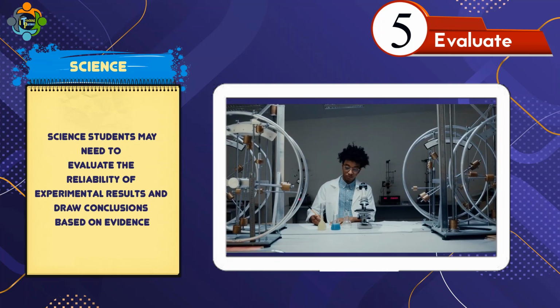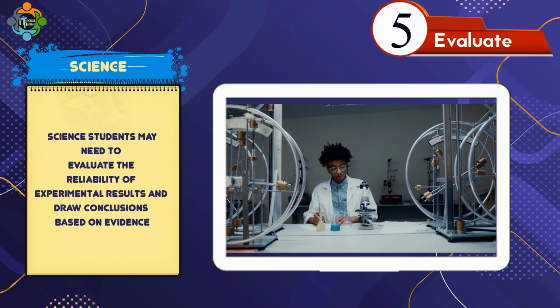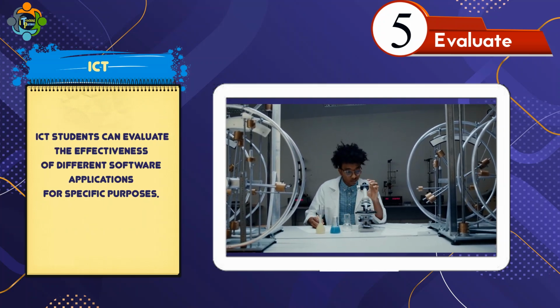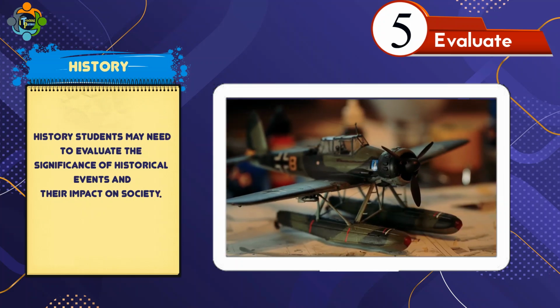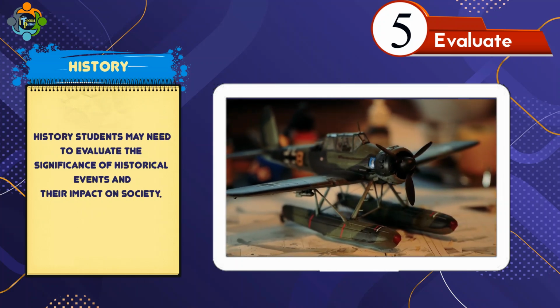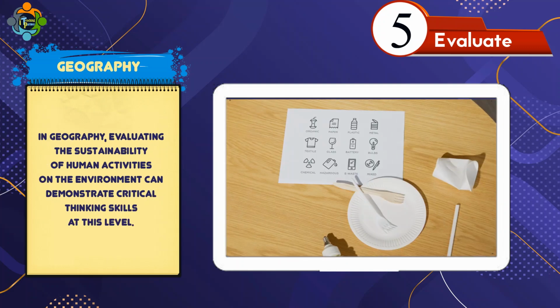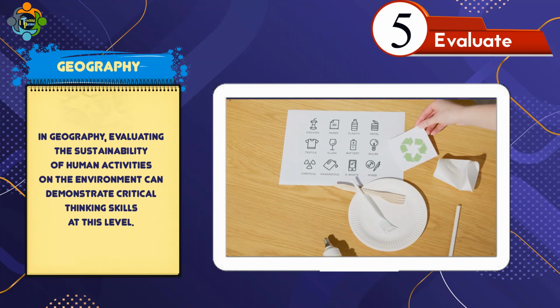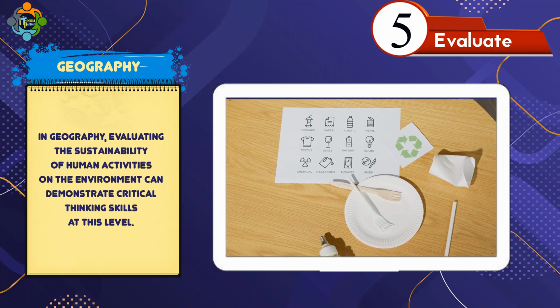Science students may need to evaluate the reliability of experimental results and draw conclusions based on evidence. ICT students can evaluate the effectiveness of different software applications for specific purposes. History students may need to evaluate the significance of historical events and their impact on society. In geography, evaluating the sustainability of human activities on the environment can demonstrate critical thinking skills at this level.